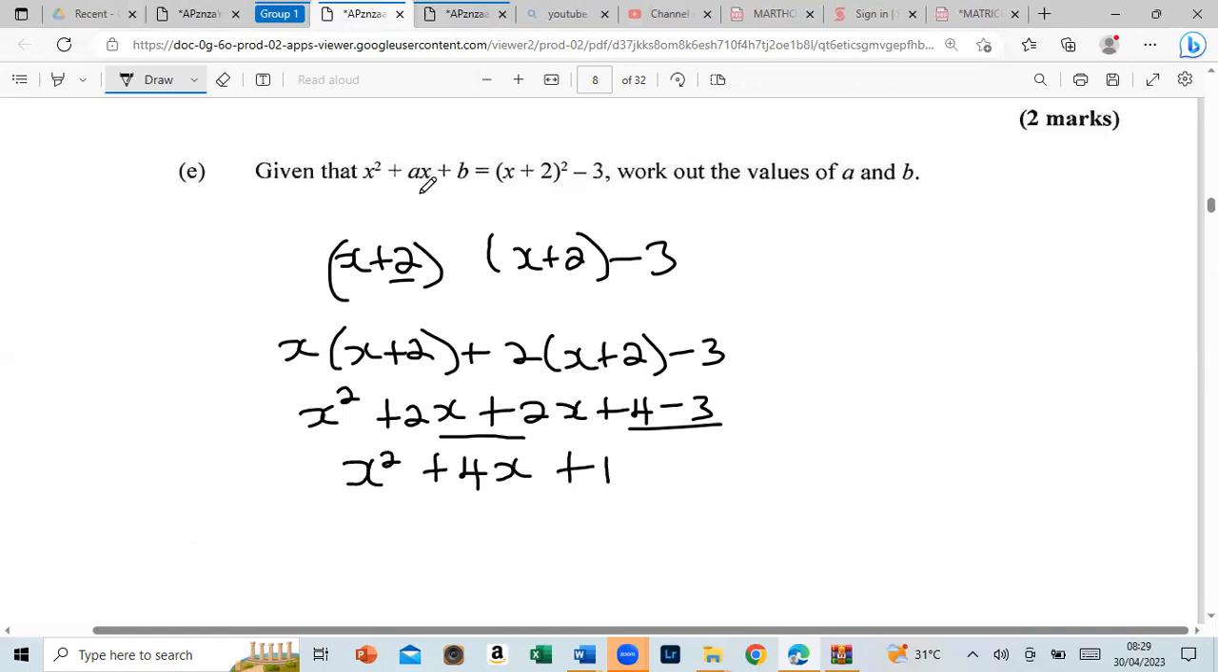And then 4 minus 3 gives you plus 1. So based on what they say, this is A, right? So right here is A, and this is B. Therefore, A is equal to 4. This is the y-intercept, right? Sometimes it can be C. And then B equals 1.